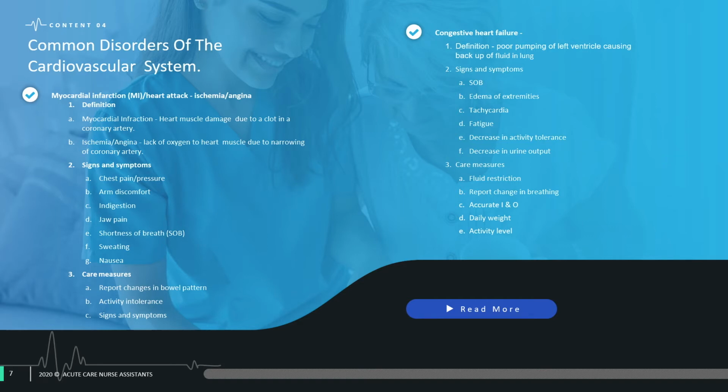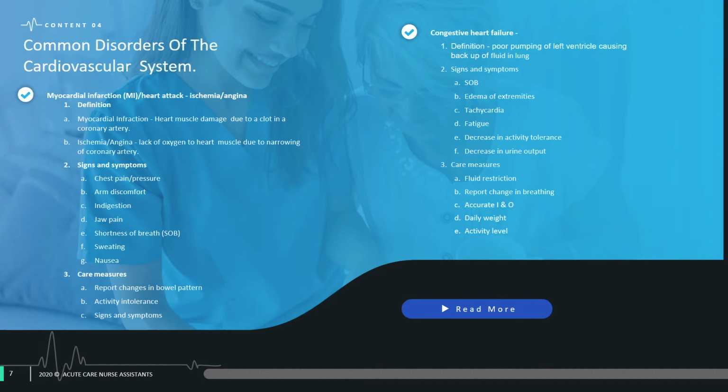Congestive heart failure. Definition: poor pumping of the left ventricle causing backup of fluid in the lungs. Signs and symptoms: shortness of breath, edema of extremities, tachycardia, fatigue, decrease in activity tolerance, decrease in urine output. Care measures: fluid restriction, report change in breathing, accurate input and output, daily weight, and activity level.